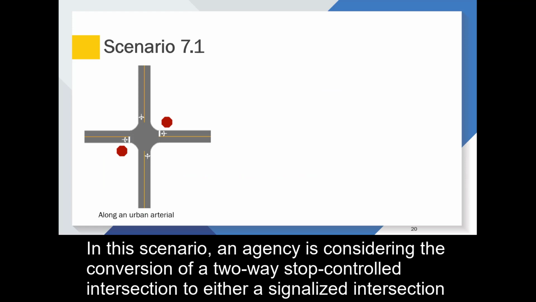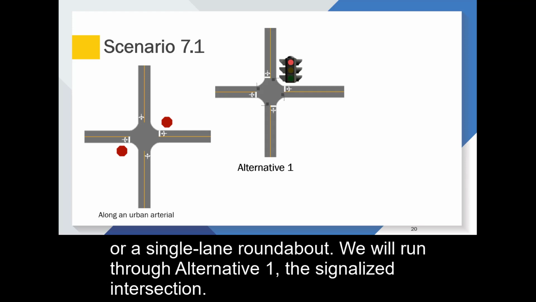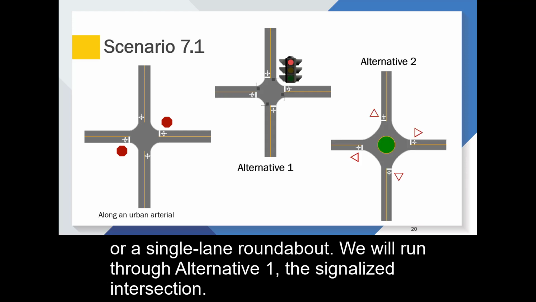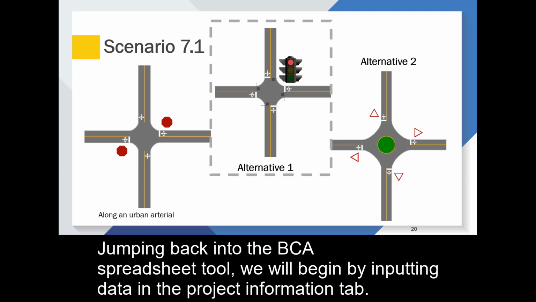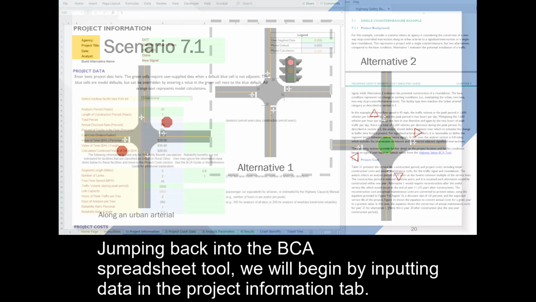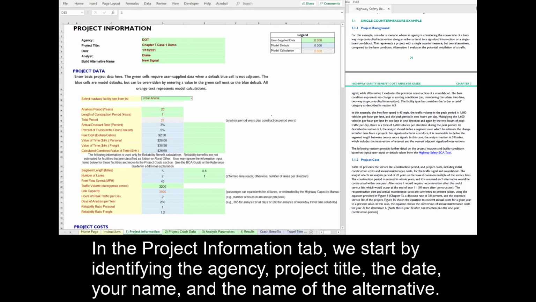In this scenario, an agency is considering the conversion of a two-way stop-controlled intersection to either a signalized intersection or a single-lane roundabout. We will run through alternative one, the signalized intersection. Jumping back into the BCA spreadsheet tool, we will begin by inputting data in the Project Information tab. In the Project Information tab, we start by identifying the agency, project title, the date, your name, and the name of the alternative.